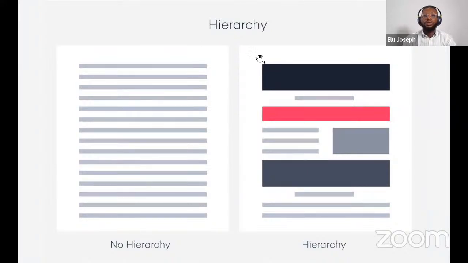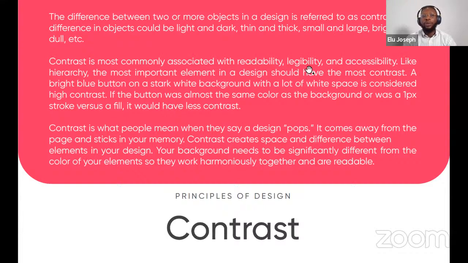Now, we talked about contrast, and I mentioned that contrast helps for readability, for legibility, and for accessibility. So contrast has a little closeness to hierarchy. And I also mentioned that all the principles work together. No one principle is working in isolation. In every design that communicates, every principle is actively working.